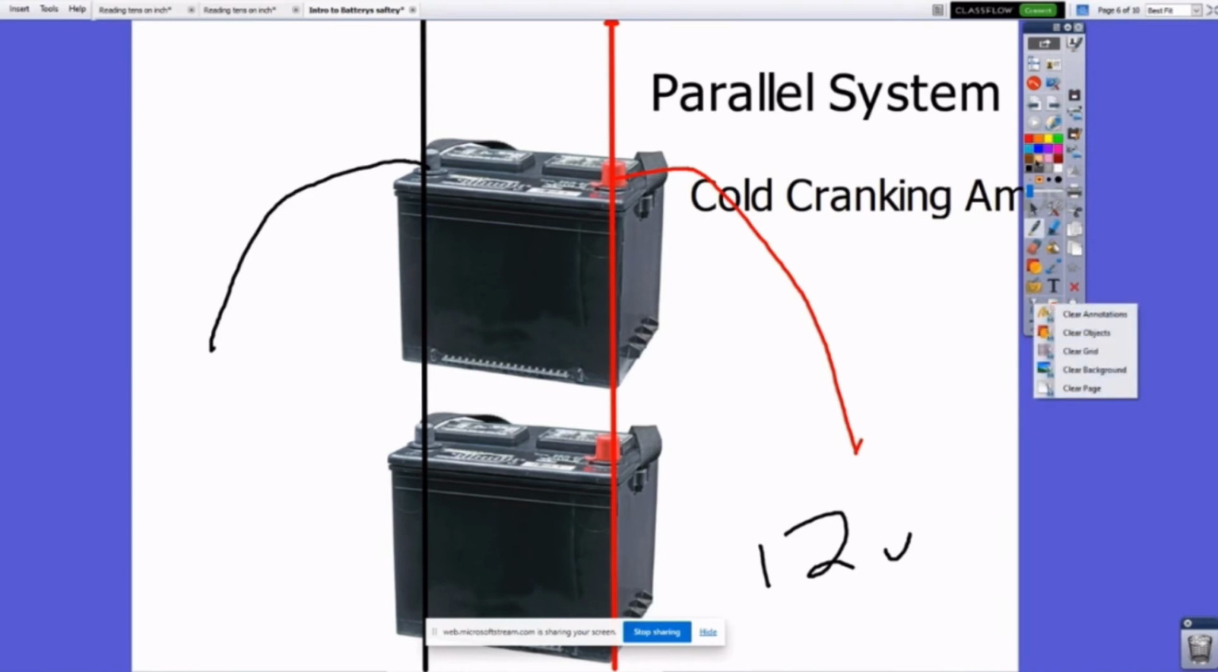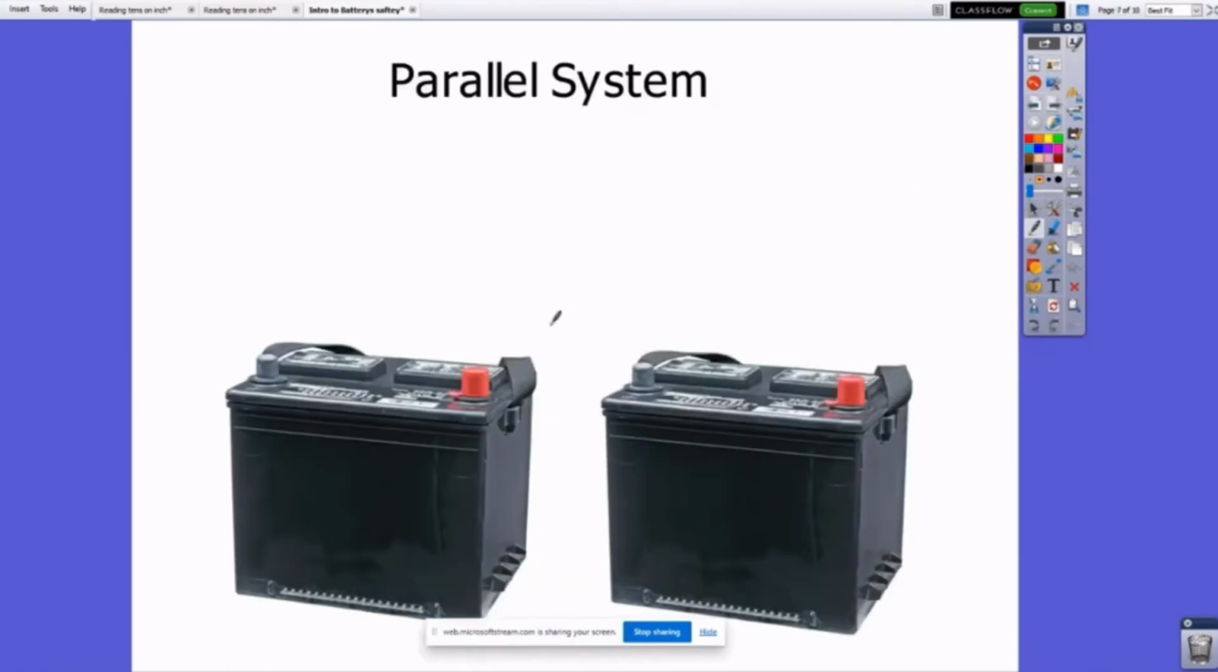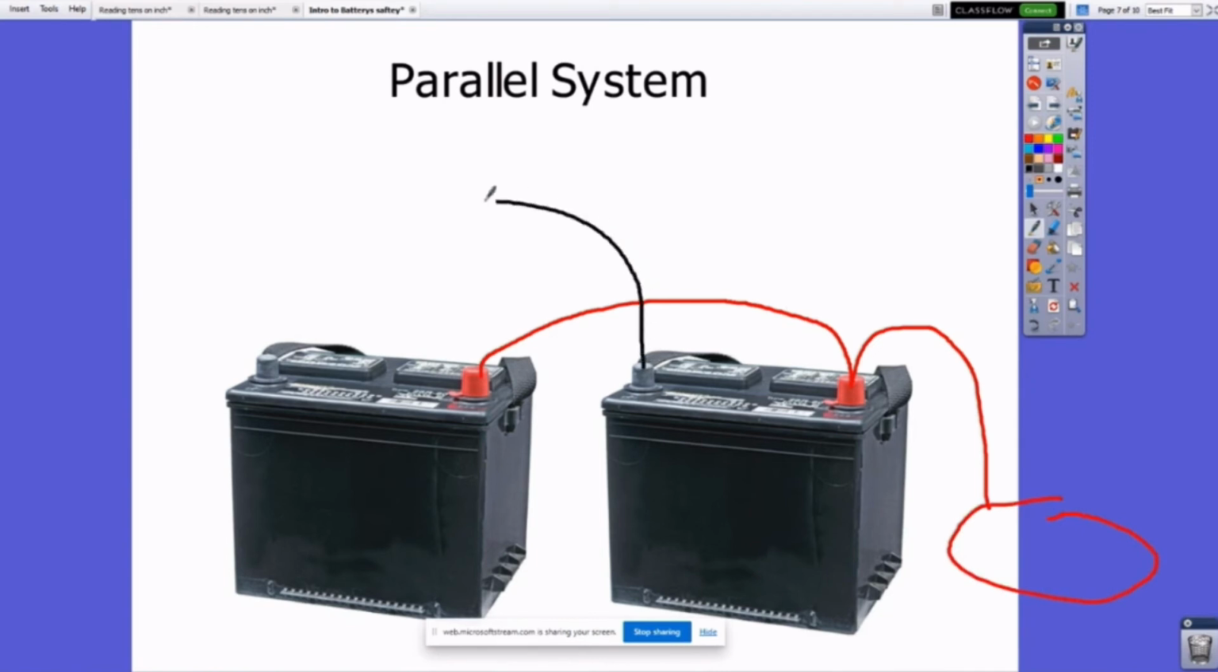All right. The next system we'll look at. We've got a little representation here for parallel. So if we're hooking this up, how are we going to do this? Positive wire should go to positive. This one out to my starter. Negative goes here to negative there. Okay, this one can go to the ground.